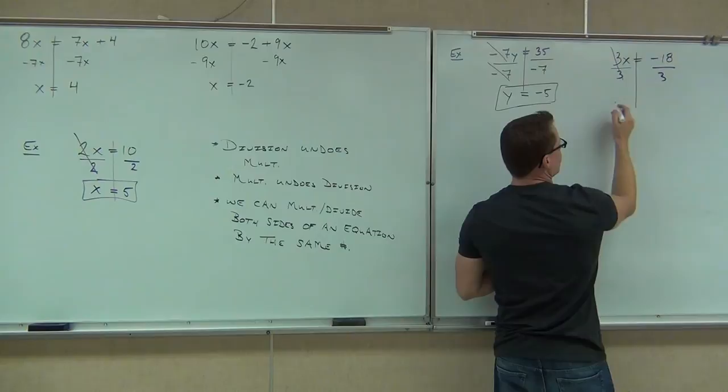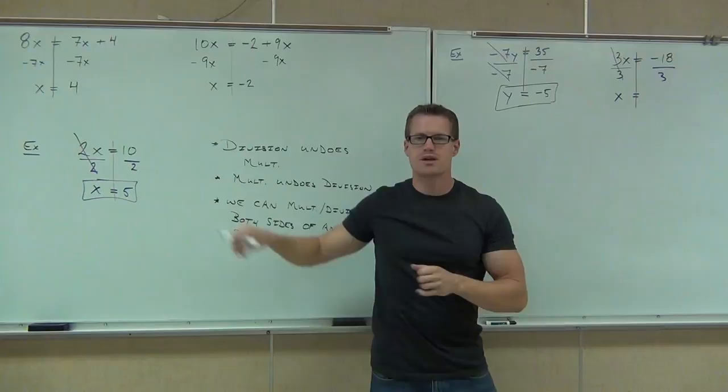This creates our 1 for us. That's why we can get rid of it. That's why we did that step, because we're dividing 3 by 3. That's making a 1. I showed you that on that example. And the right-hand side, how much do we get?